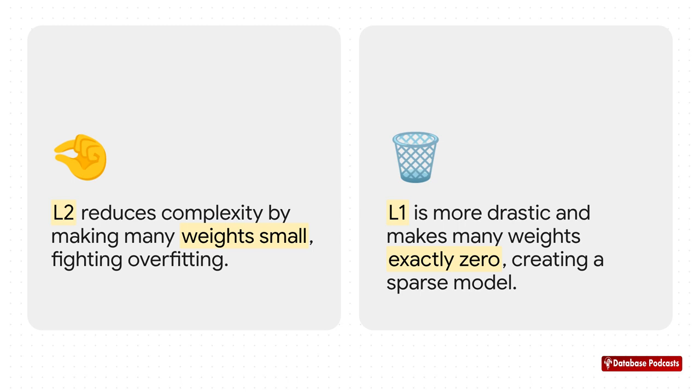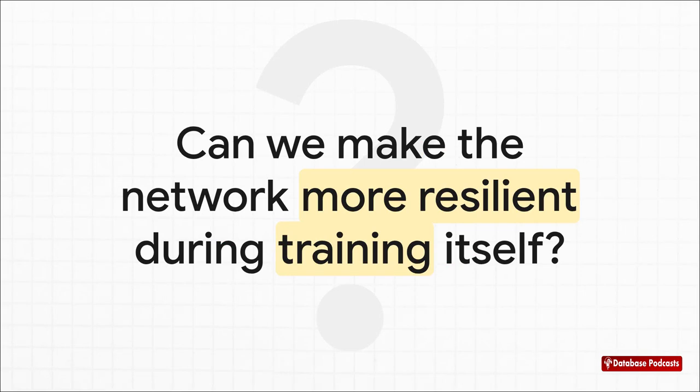L2 is your go-to, your general-purpose complexity buster. It's a great default choice for just smoothing things out. L1, though, L1 is a specialist. By forcing the weights of unimportant features to 0, it's basically doing automatic feature selection for you. It creates what we call a sparse model that only cares about the most important inputs. Pretty neat, huh?